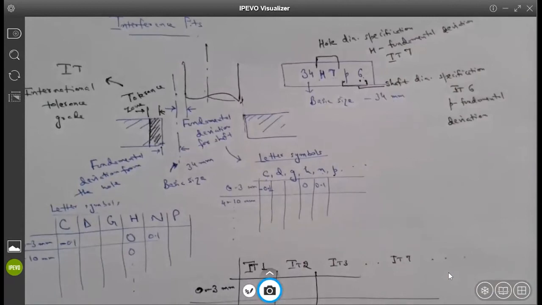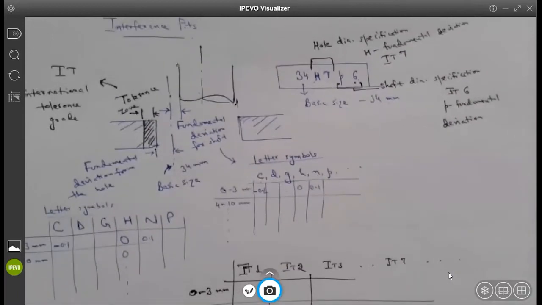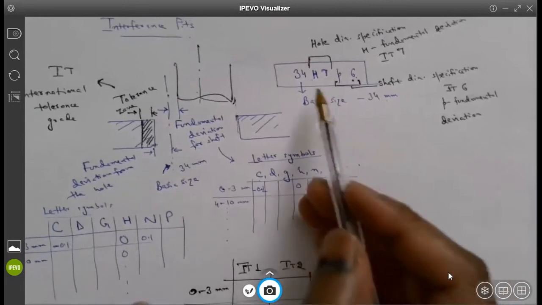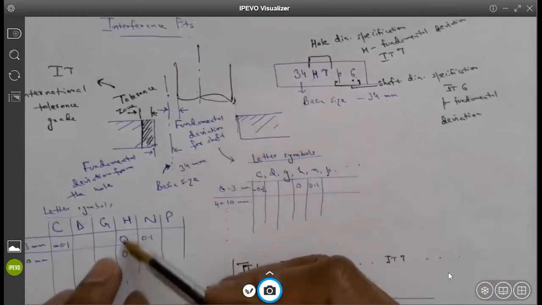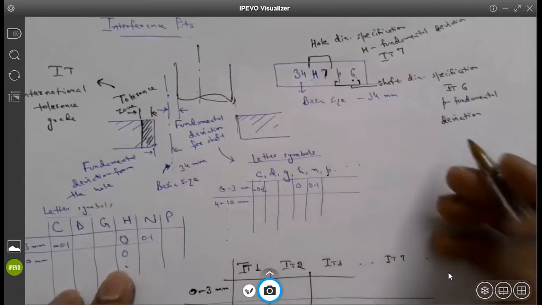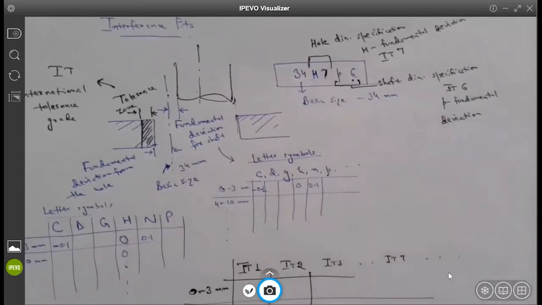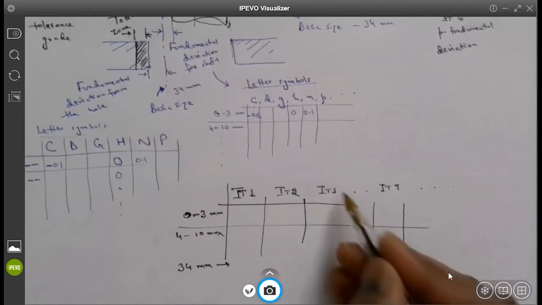Is everybody with me so far? Yes. So if you are following what I'm trying to explain here, can you look at those tables from those slides and let me know what the numbers corresponding to H would be? Obviously for H, the fundamental deviation is 0. And what is the number corresponding to IT7? What does IT7 for 34 millimeters correspond to, and what does IT6 correspond to?